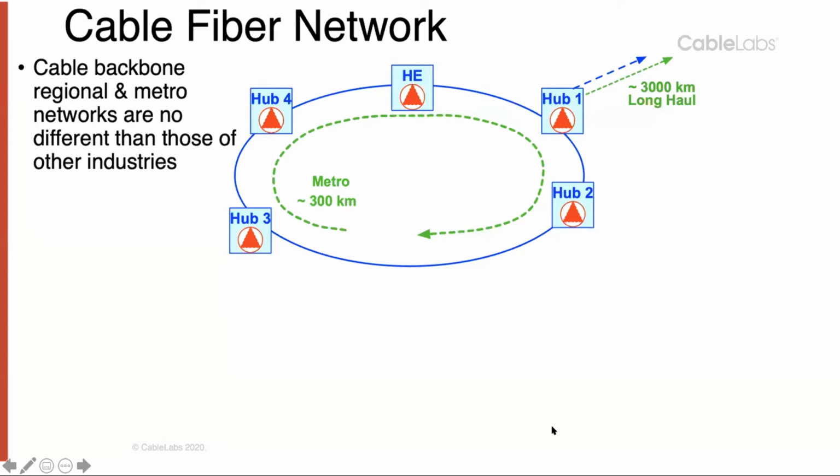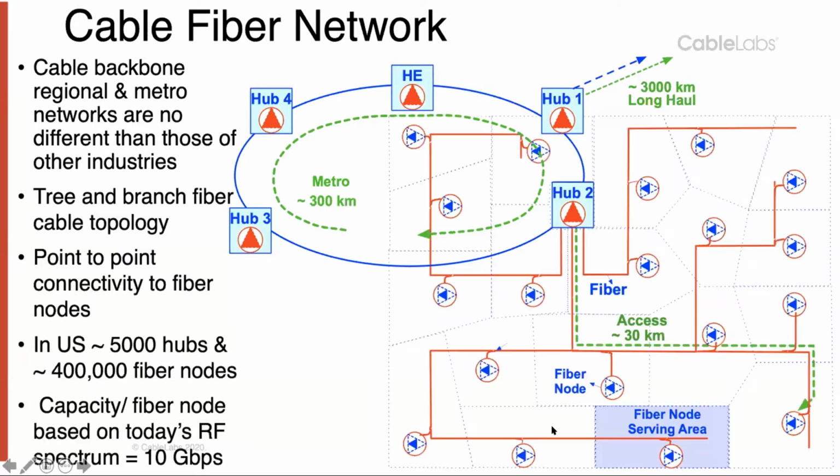Let's just take a look at cable's network. In cable, our backbone, regional, and metro networks are probably not that much different in architecture than those from telco and mobile worlds. But where we start seeing differences is in the access portion of the network. So we have these multiple hubs, equivalent to the central office that you see in the telco world, maybe covering a little bit more area. But from these hubs, you have multiple bundles of fiber going into multiple directions.